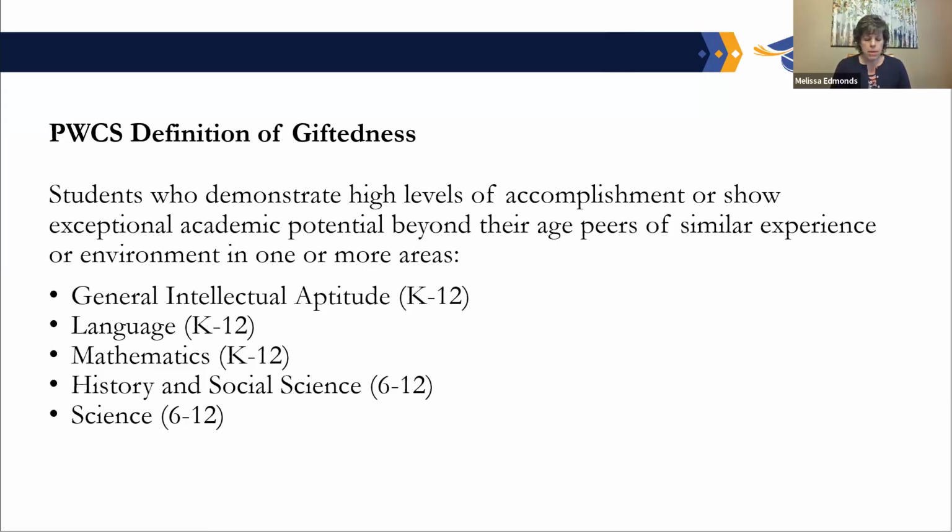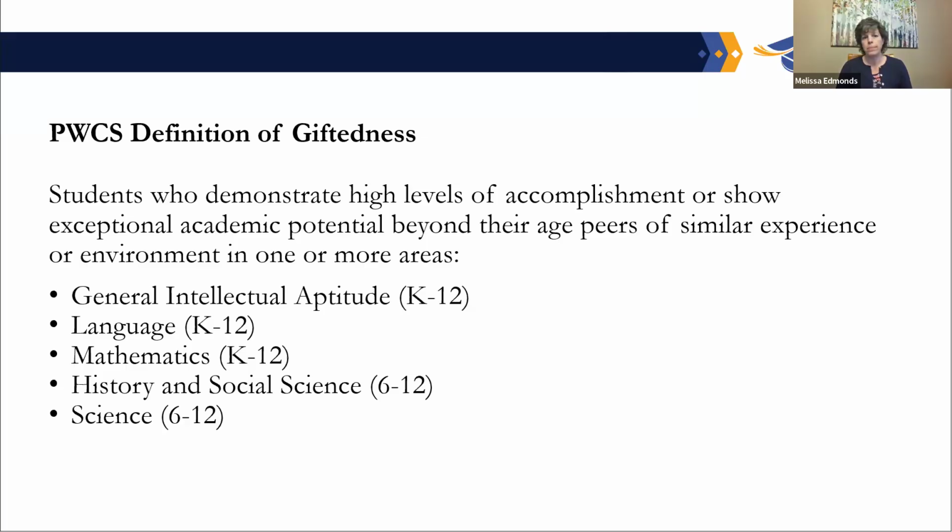Let's talk about what we mean when we talk about giftedness. It's important to know that the definition of giftedness varies from state to state in the United States and even from school division to school division. Virginia does not have a common state definition of what giftedness is and who should be identified. That is up to each local school district. The Prince William County definition of giftedness is based on the state's definition, and you see it on the screen in front of you there.